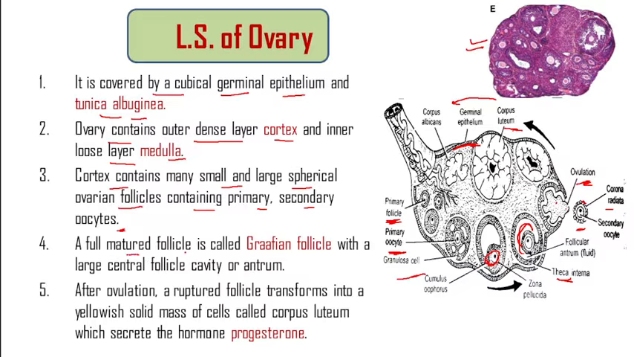A fully matured follicle is called the Graafian follicle, with a large central follicle cavity or antrum. After ovulation, a ruptured follicle transforms into a yellowish solid mass of cells called the corpus luteum, which secretes the hormone called progesterone.